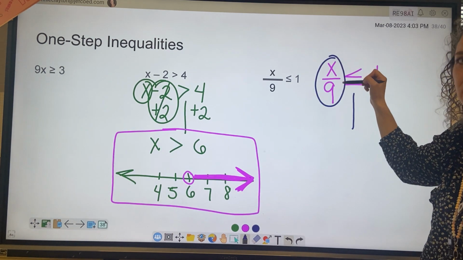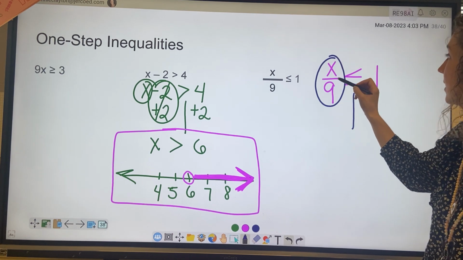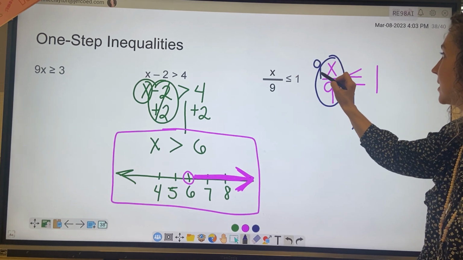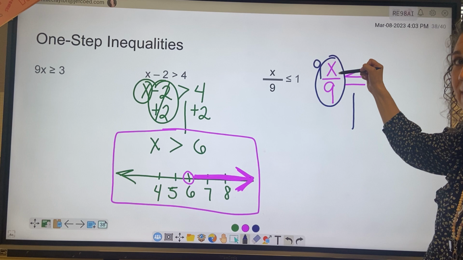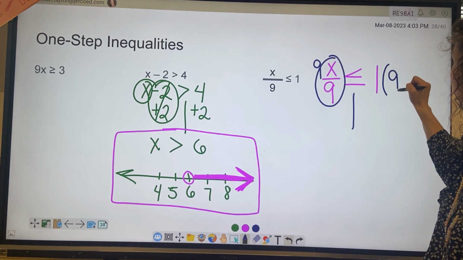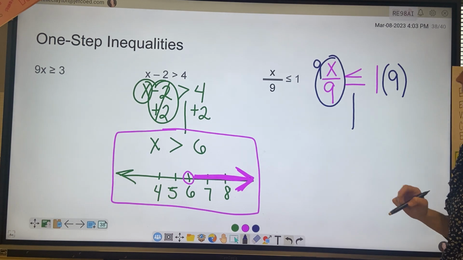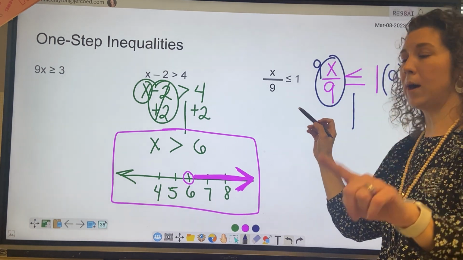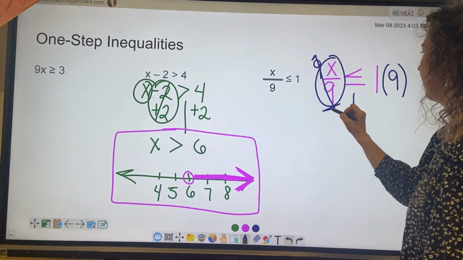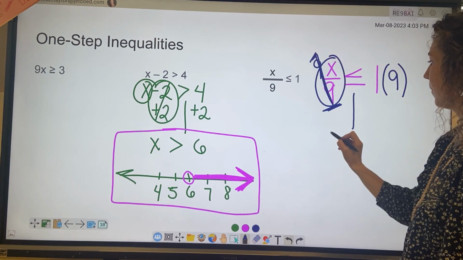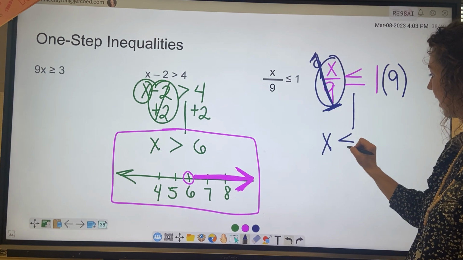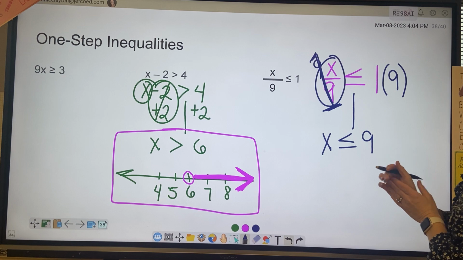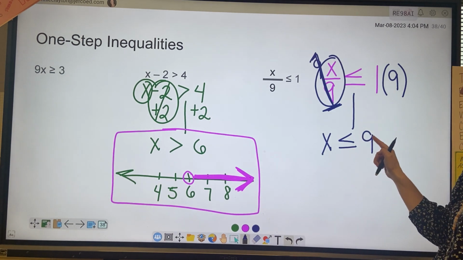What is happening to X? It is being divided by 9. So we're gonna multiply by 9 and make sure you multiply the X up here on the top. X multiplied by 9, and then we need to multiply by 9 on the other side. So multiply by 9, multiply by 9. 9 divided by 9 is 1. So I'm gonna slash it kind of in the shape of a 1. And so that leaves me with X is less than or equal to, bring that sign down, 1 times 9 is 9. X is less than or equal to 9.